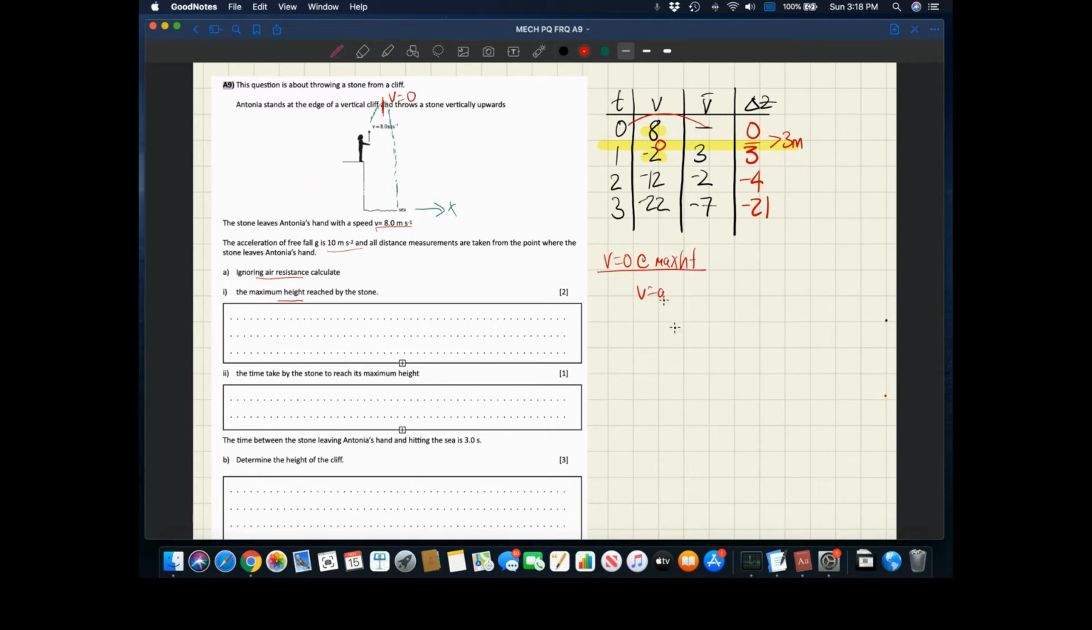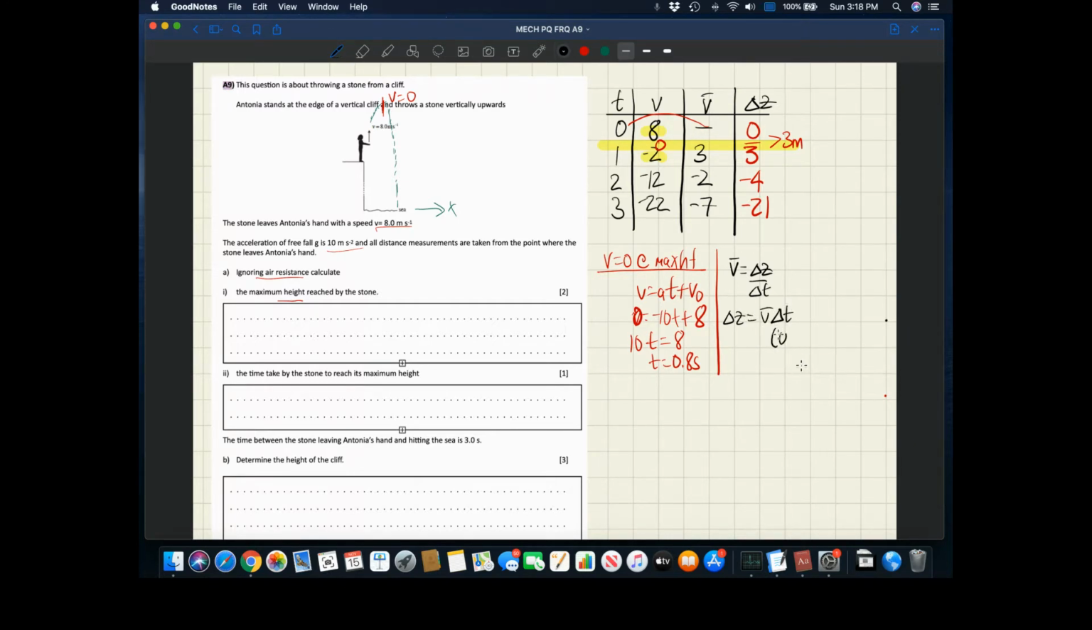And so we solve for that. V equals AT plus V0. So that's when 0 equals -10t plus 8. And so 10t equals 8, and t equals 0.8 seconds. So now we need to find the delta z. And I'm always recommending that we start out with average velocity. So average velocity is delta z over delta t. So therefore, delta z would be average velocity times the change in time.